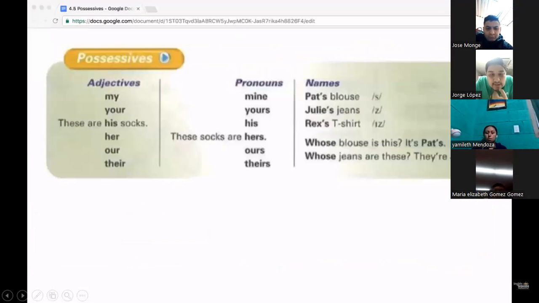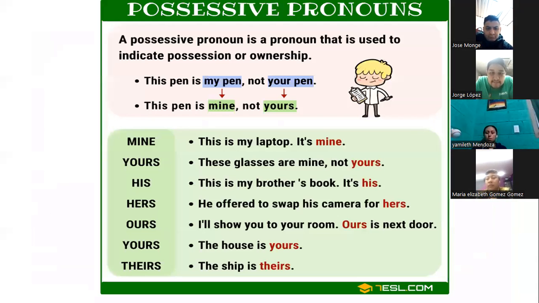Oh, they are mine. Son mías, they are mine, okay? So guys, we have this one. Okay, let me show you as well this part. Déjame mostrarle también esta parte. But, yeah, this one. So tenemos possessive pronoun. This is a pronoun that is used to indicate possession or ownership.